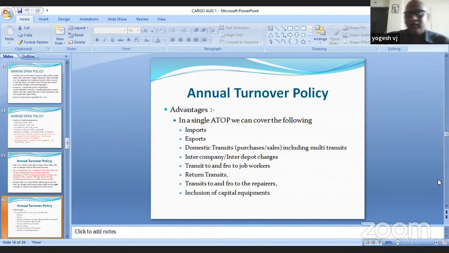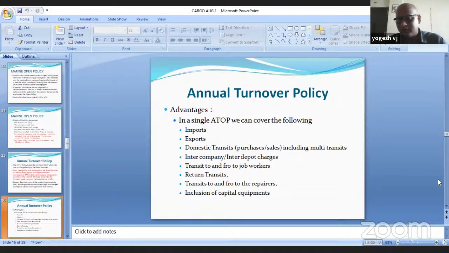What is the advantage of an annual turnover policy? Basically, in a single annual turnover policy, we can cover imports, exports, domestic transits, inter-depot charges, transit to and fro to job workers. Let us assume that there is a particular part of an engine which has to undergo some buffing work. So I'm sending this part of the engine to buffing at, say, Salem in Tamil Nadu. From there it comes back. That is also covered. Okay, so it is basically a seamless cover.